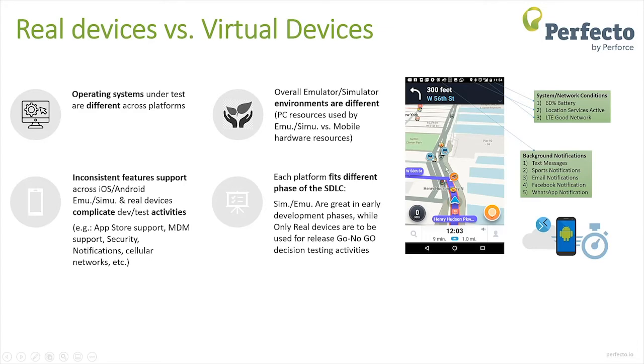On the right hand of this slide, I actually showed you what's happening on my smartphone when I'm using a navigation application. Look at how many different notifications, real user conditions, multiple apps running in the background, battery which is not full, and many more. These are all happening on a real device. Try mimicking this environment on an emulator or simulator. It's almost impossible, and it's not going to be the same no matter what. So this is why, again, as you mature your application development lifecycle, focus on testing on real devices. Again, virtual devices have the role earlier in the cycle.